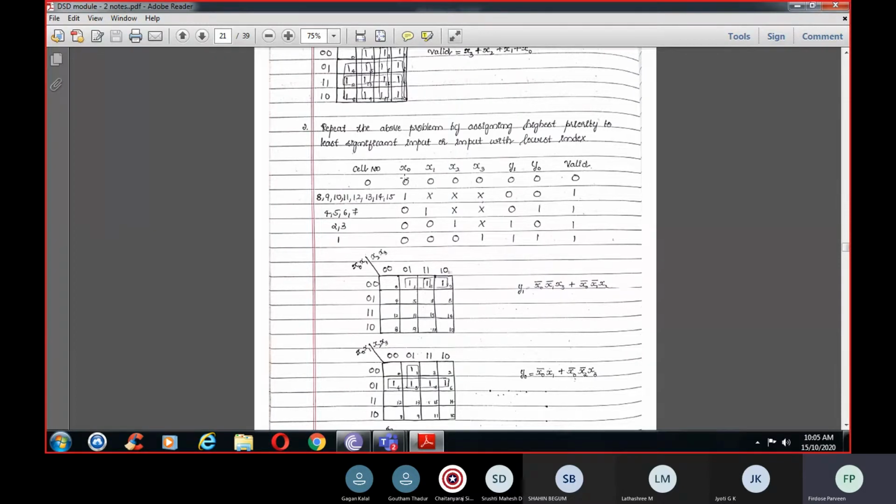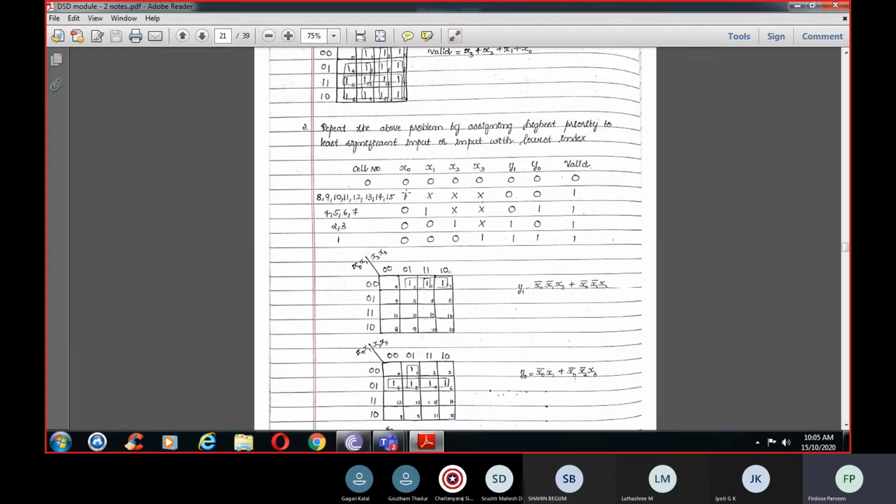Okay. So if it is 0, 0, 0, 0, y1 and y0 will be 0 and valid is 0. Why? Because it indicates these inputs are invalid. Valid 0 means the inputs what we have given, that is 0, 0, 0, 0, are invalid.